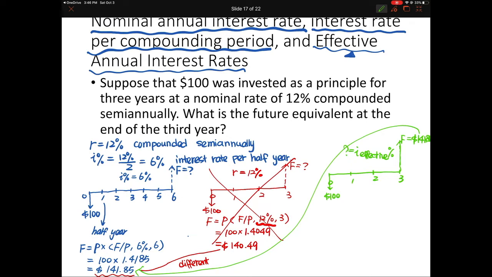There should be some value of I which can make this conversion happen. Definitely, it's proven mathematically, okay? And if we can find that special I, that's something we call the effective annual interest rate. So that's just an interest rate. It's also on an annual base, but it will convert the present value to the future value, which is equal to what you get if you use the interest rate per compounding period. Okay, so this is your effective annual interest rate.